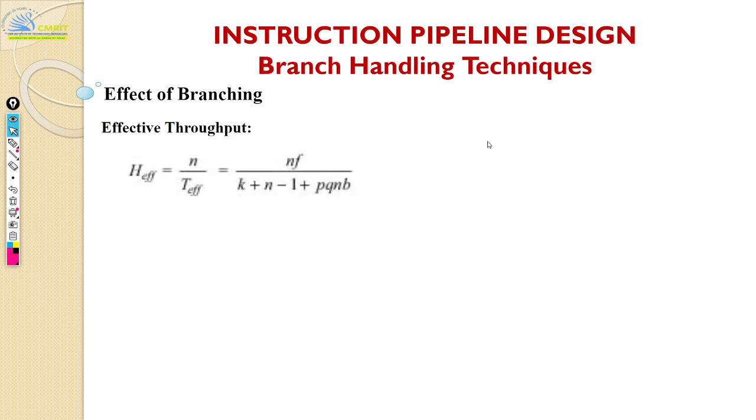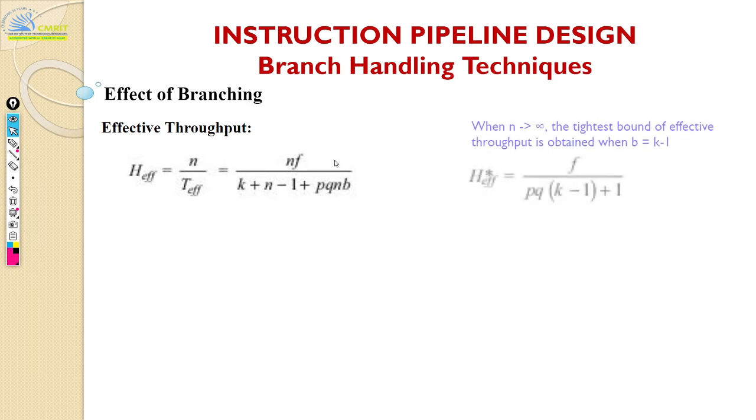Now, extending this further, you have effective throughput as n divided by T effective, which gives you this expression here. And when n tends to infinity, you have another expression. What do we mean by n tends to infinity? It just means the long run, when you have a huge program and n is not a small number. In a steady state, your computer just keeps running, so generally you have n tends to infinity, the steady state. In that case your expression is like this.